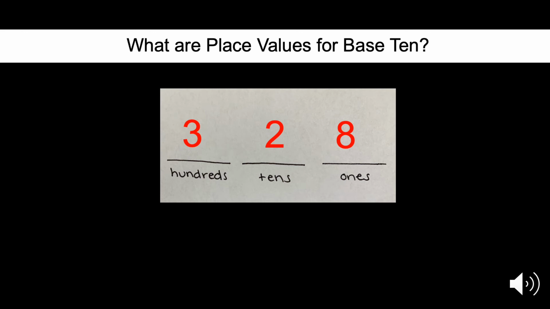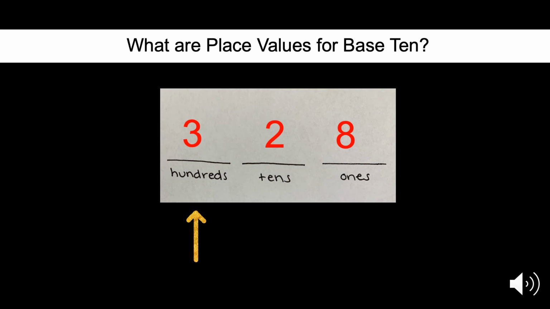How many units do we have? 8. Those are now in the ones place, so we have 8 ones. How many longs do we have? 2. Those are now in the tens place, so we have 2 tens. And how many flats did we have? 3. We now have 3 hundreds instead of 3 flats.